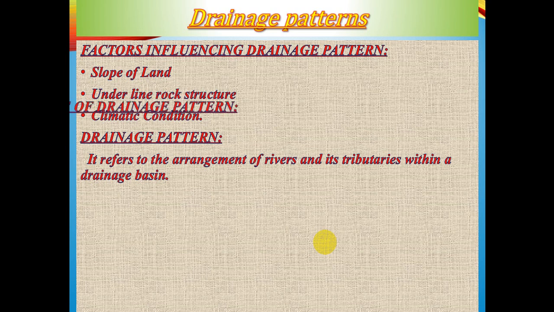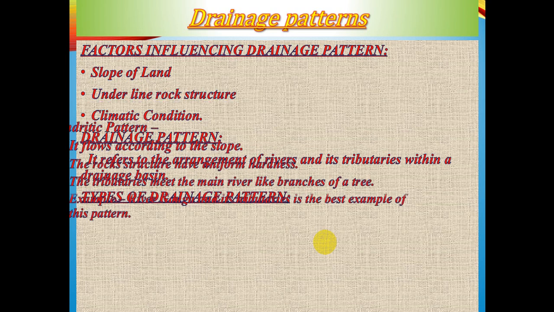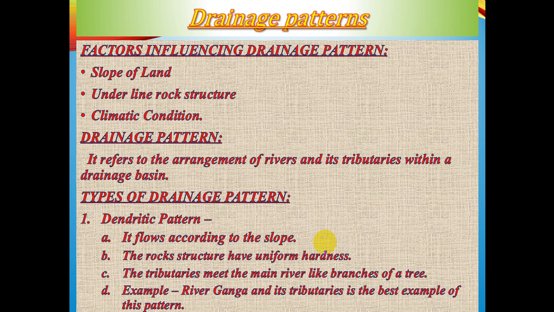Now the first drainage pattern is the dendritic drainage pattern. The word dendritic has been derived from the Greek word dendron. Dendron means branches. So if you get a picture of a tree in your mind, a main trunk is there and then the branches are there. Similarly, when a main river gets adjoining tributaries making a branch-like structure like a tree, it resembles a dendritic pattern.